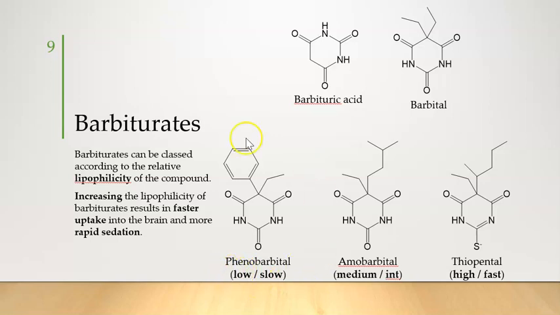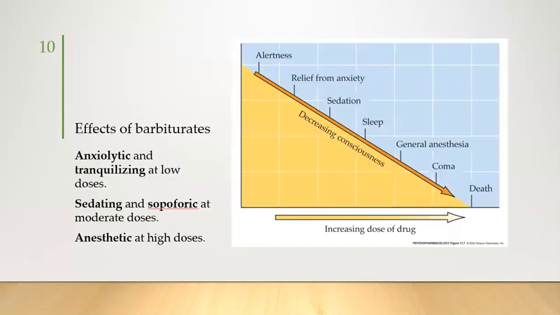We've got phenobarbital, which has low lipophilicity. That means that it has slow uptake. We've got amobarbital, which is a medium lipophilicity or an intermediate uptake speed. And then we've got thiopental, which has high lipophilicity and has fast uptake into the brain. Okay? Now, why does it matter?